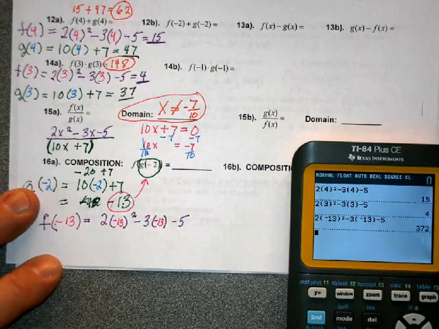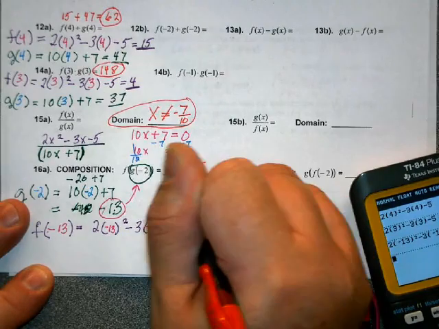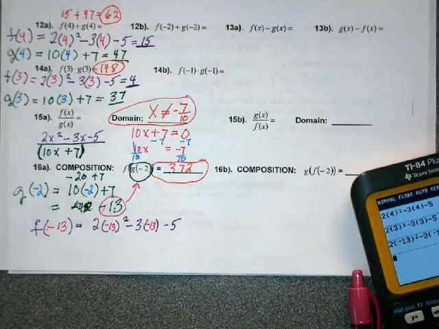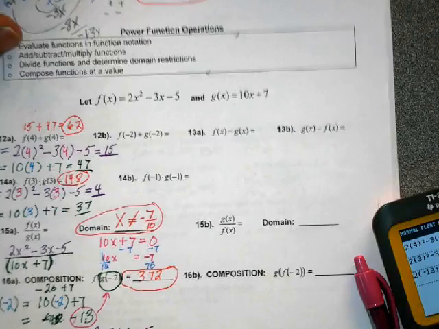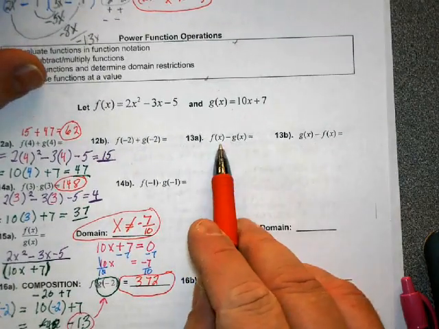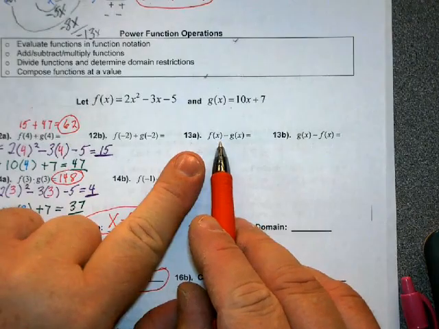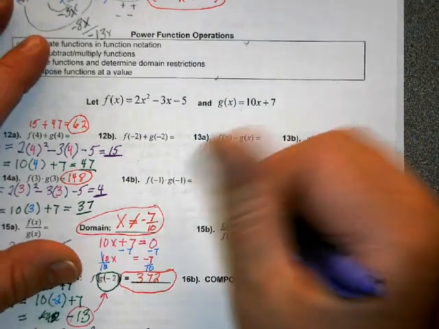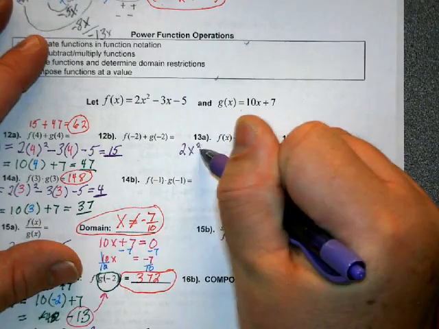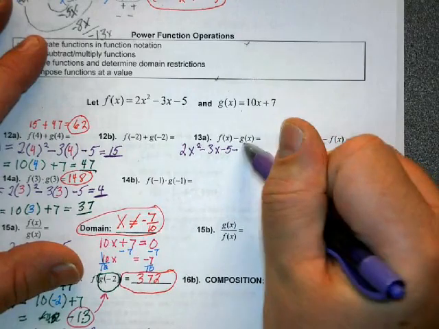Okay? Do we have time to do the minus one? Oh, plenty of time. Okay, 13a. The f of x, so we're not going to plug in any values for x. We're just going to take the f function, which is 2x squared minus 3x minus 5, and we're going to subtract. Please put parentheses around any and all polynomials that you're subtracting. G of x is 10x plus 7.